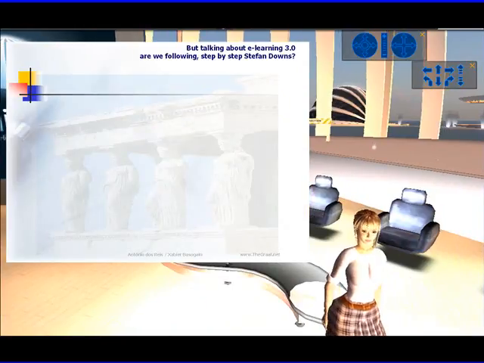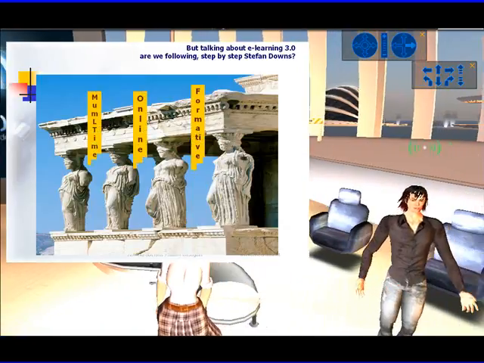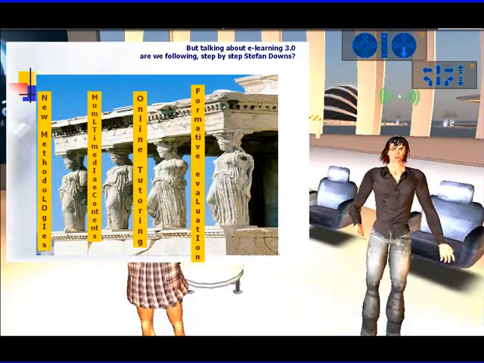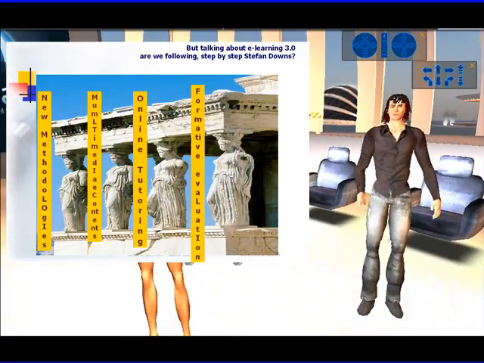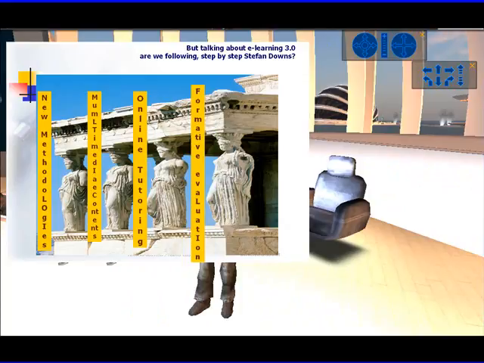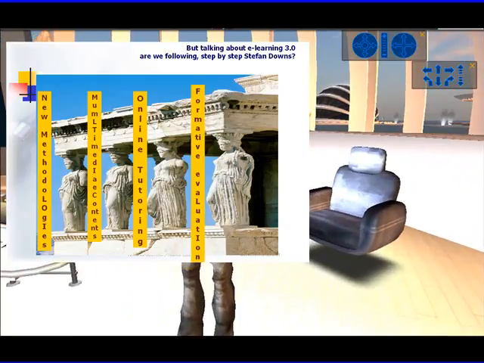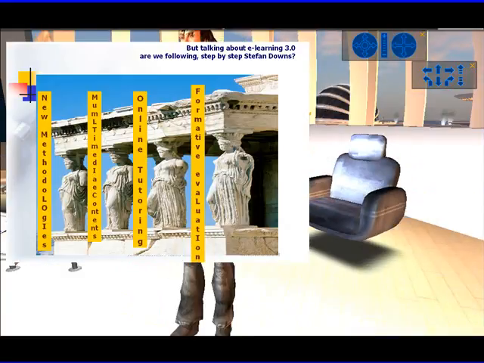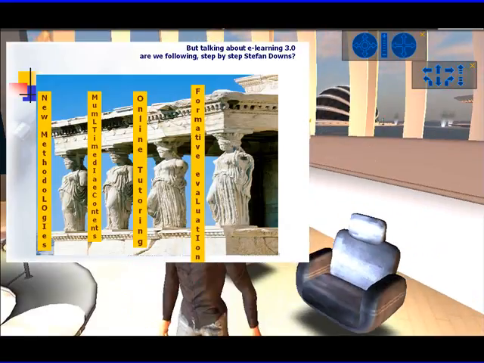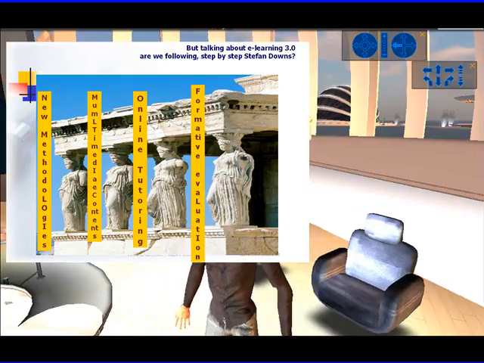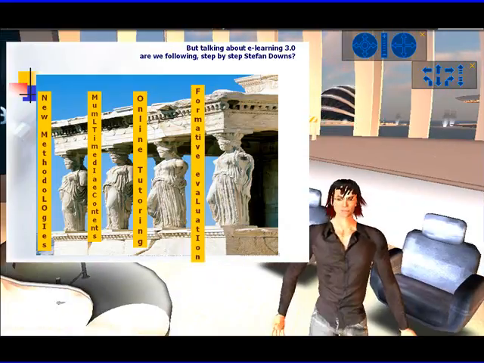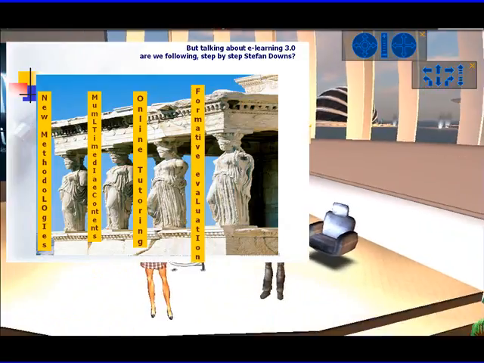But when we are talking about e-learning 3.0, are we following just Stephen Downes' point of view? In fact, not. We have a focus on the education process, we use new methodologies with multimedia, online tutoring and formative evaluation. And these four ingredients are the most important ingredients of the process.